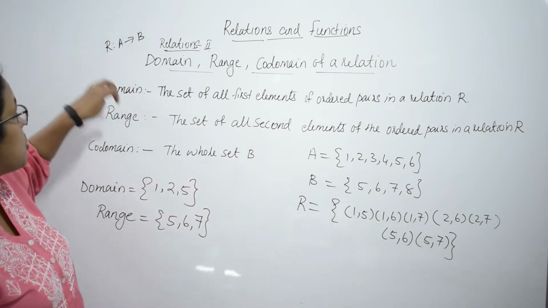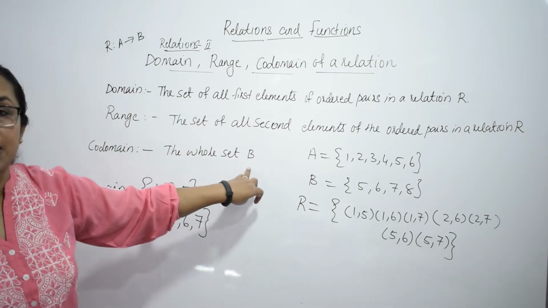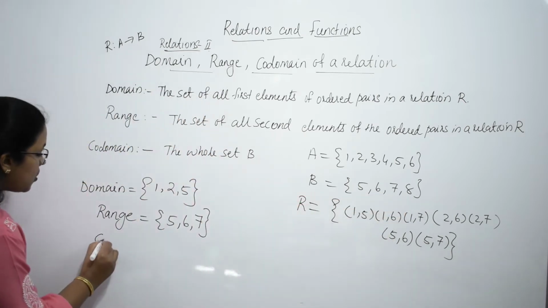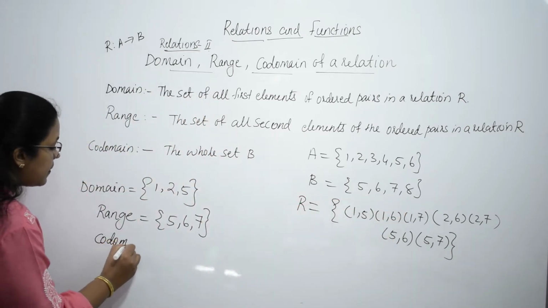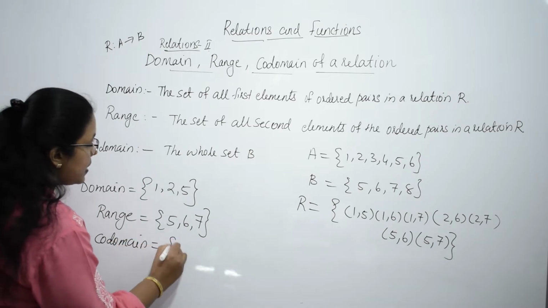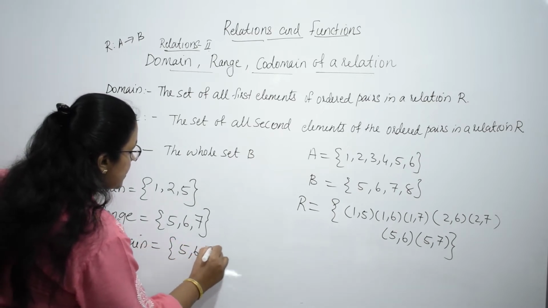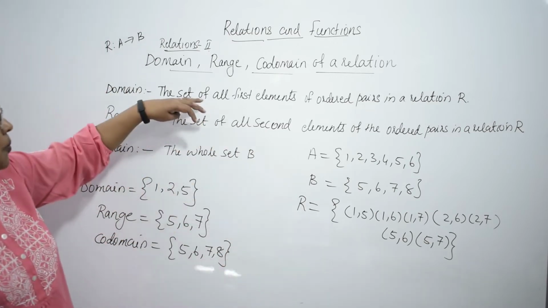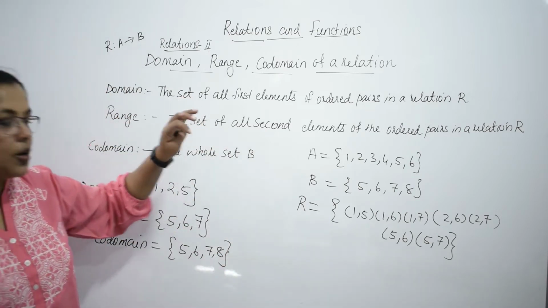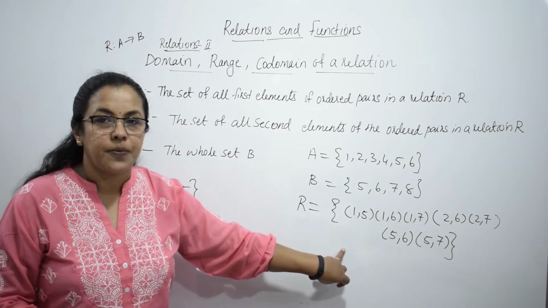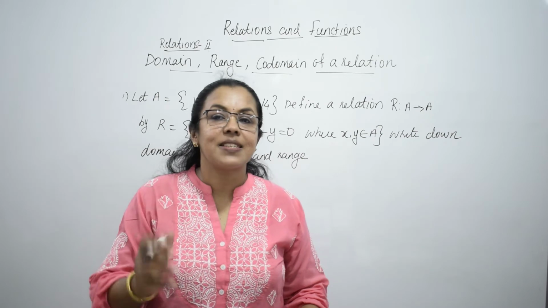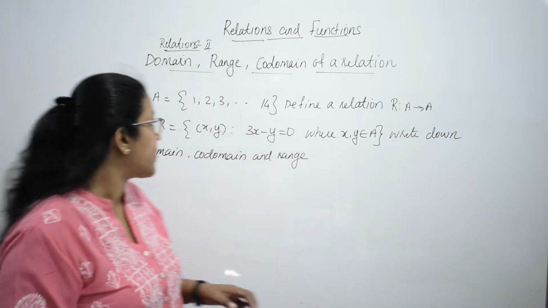Now, what is codomain? The whole set B gives the codomain. So, what is the codomain? Codomain is equal to set {5, 6, 7, 8}. Very easy concept: domain, range and codomain of a relation. Okay? Is it clear to you? Let us discuss one more question.